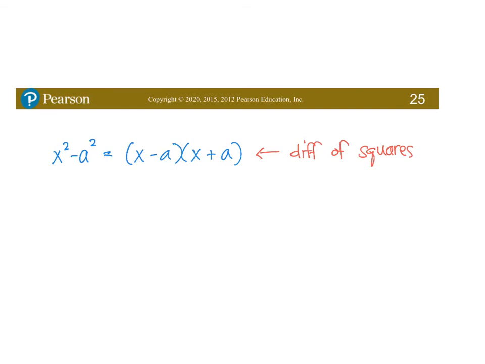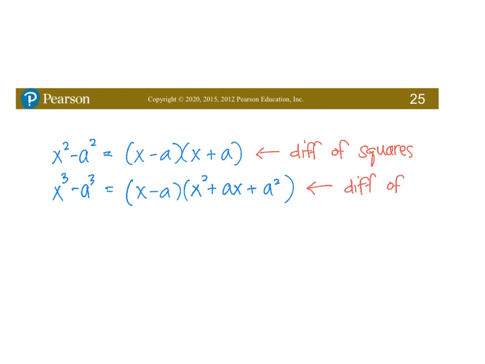This question doesn't have squares in it, it has cubes. And there is also a factoring called the difference of cubes. And the difference of cubes also starts with x minus a. But its second factor is different. It factors into x squared, it's all positive, plus ax plus a squared. That format is called the difference of cubes. So I'm going to need that pattern for this particular question.